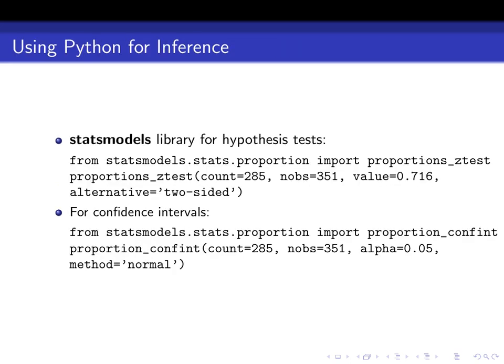Finally, we'll use Python to perform these statistical analyses. We'll see how to use the statsmodels library to conduct hypothesis tests for proportions and means. The code snippets here demonstrate how to perform a z-test for proportions and how to calculate confidence intervals.